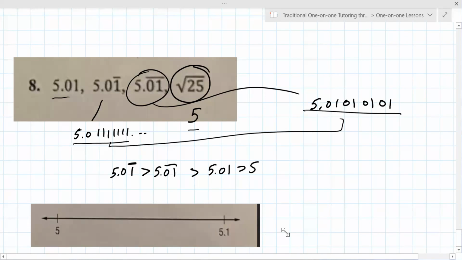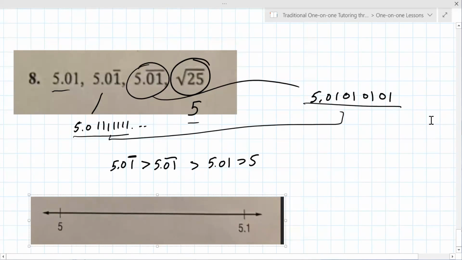So since we have them in order, that's kind of the biggest thing. Five is right there. That's the square root of 25. That's the smallest one. So 5.01 is like right there. And then 5.01 bar is just a little bit to the right of it. And then 5.01, it's just a little bit to the right of that. So they're not anywhere close to this 5.1.